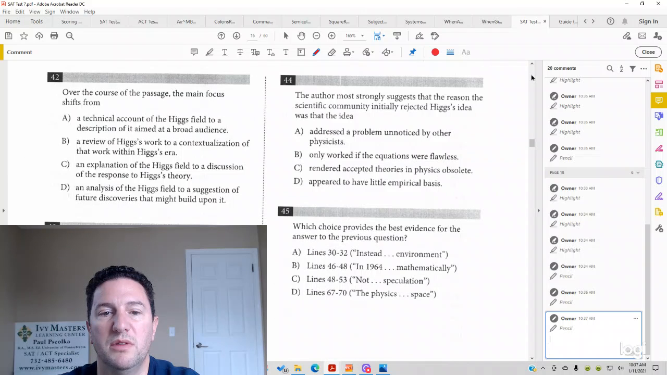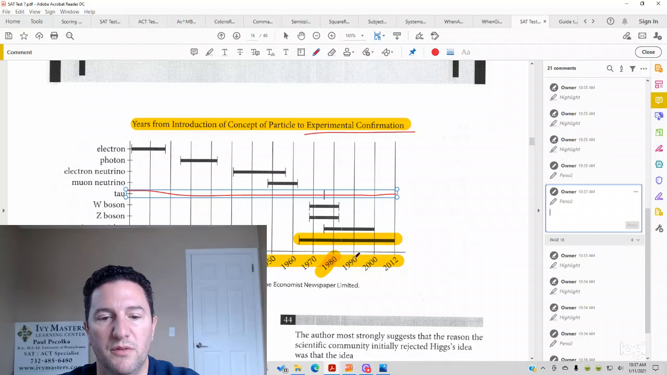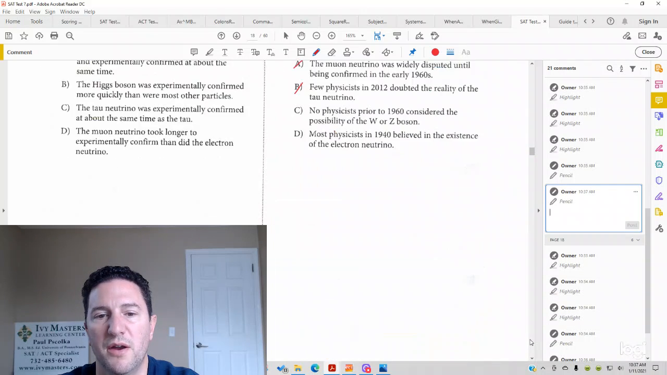Answer choice B, few physicists in 2012 doubted the reality of the tau neutrino. So let's look at 2012, tau neutrino. 2012 is right here, tau neutrino. But notice, tau neutrino, 2012, that's way after it's been confirmed. 1980, it has not yet been confirmed. Probably not a great answer there.